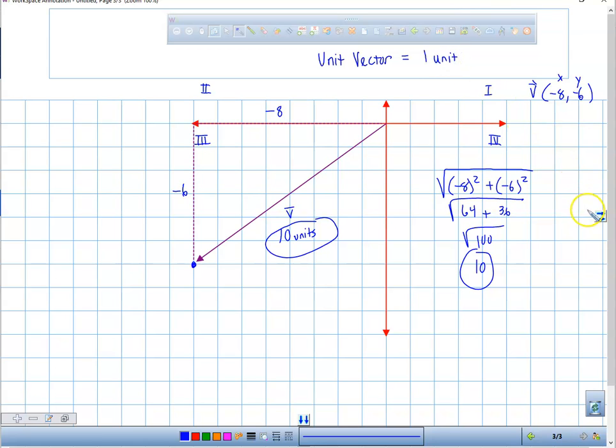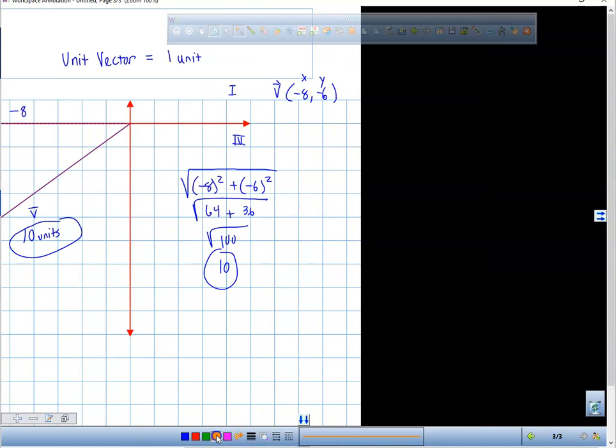unit. So here's what all you guys have to do. Right here, I'm going to change colors. Take your x component and divide it by the magnitude, comma, take your y component, divide it by the magnitude, and that gives you your component you would need for the unit vector.